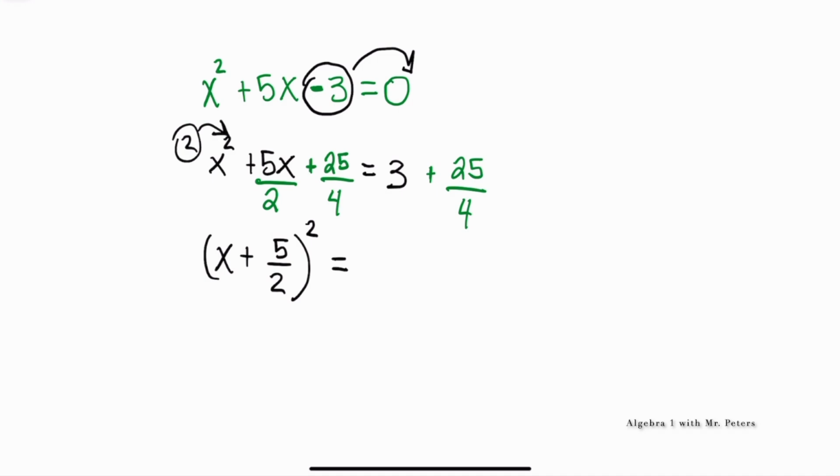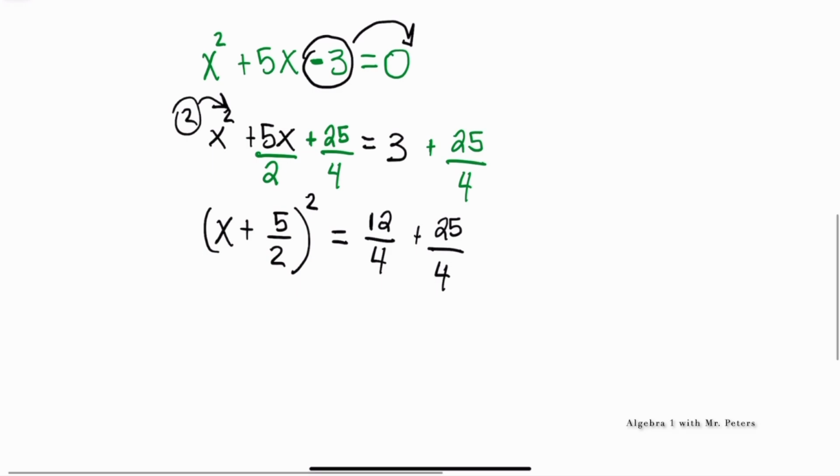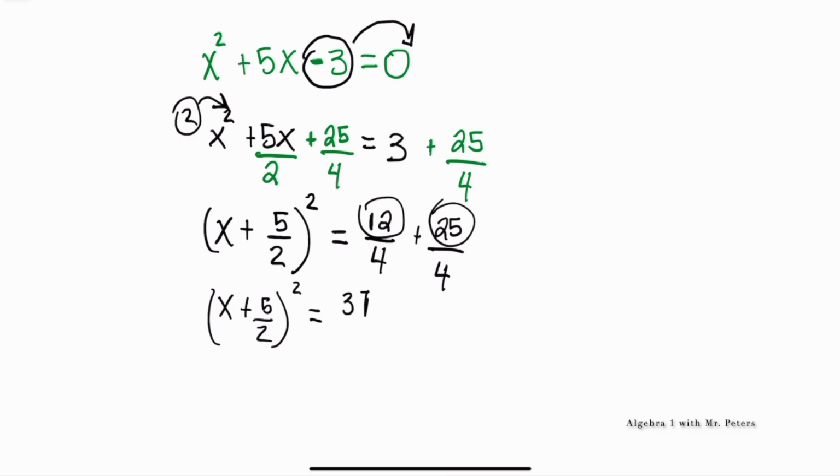Now we simplify that. We go on the other side. 3 with a denominator of 4 is just 12 over 4. So now that we have the same denominator, we can combine these fractions. So left side stays the same. On the right side, we combine our numerators, and now we're going to get 37 over 4.